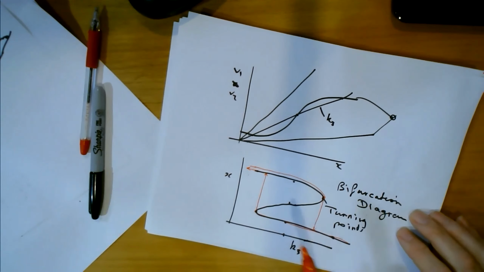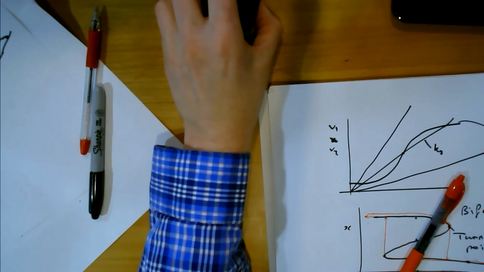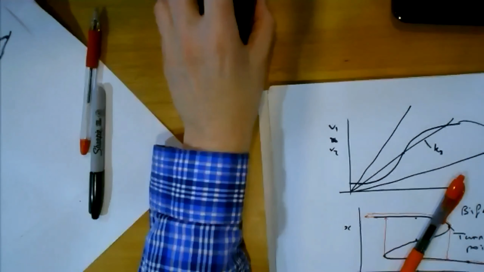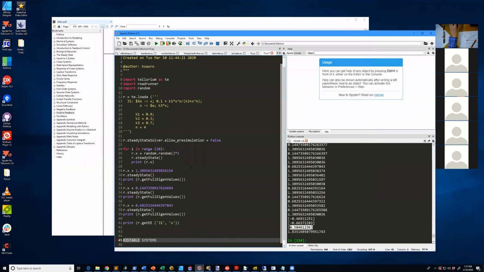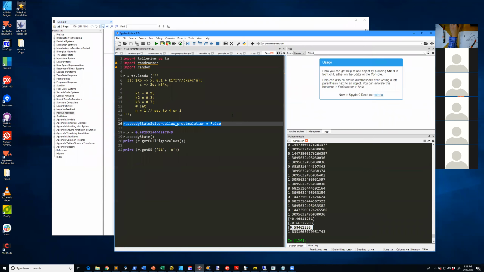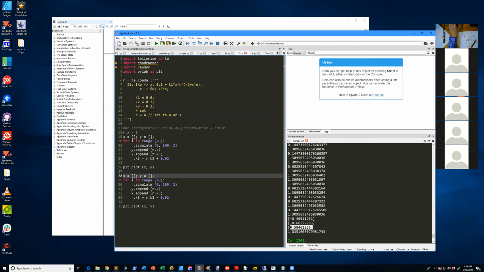So how can we reproduce this in a simulation? Let me share the screen, and we bring up a simulation here. Let me go to a new simulation. It's not that one. Where is it? Oh, there it is.